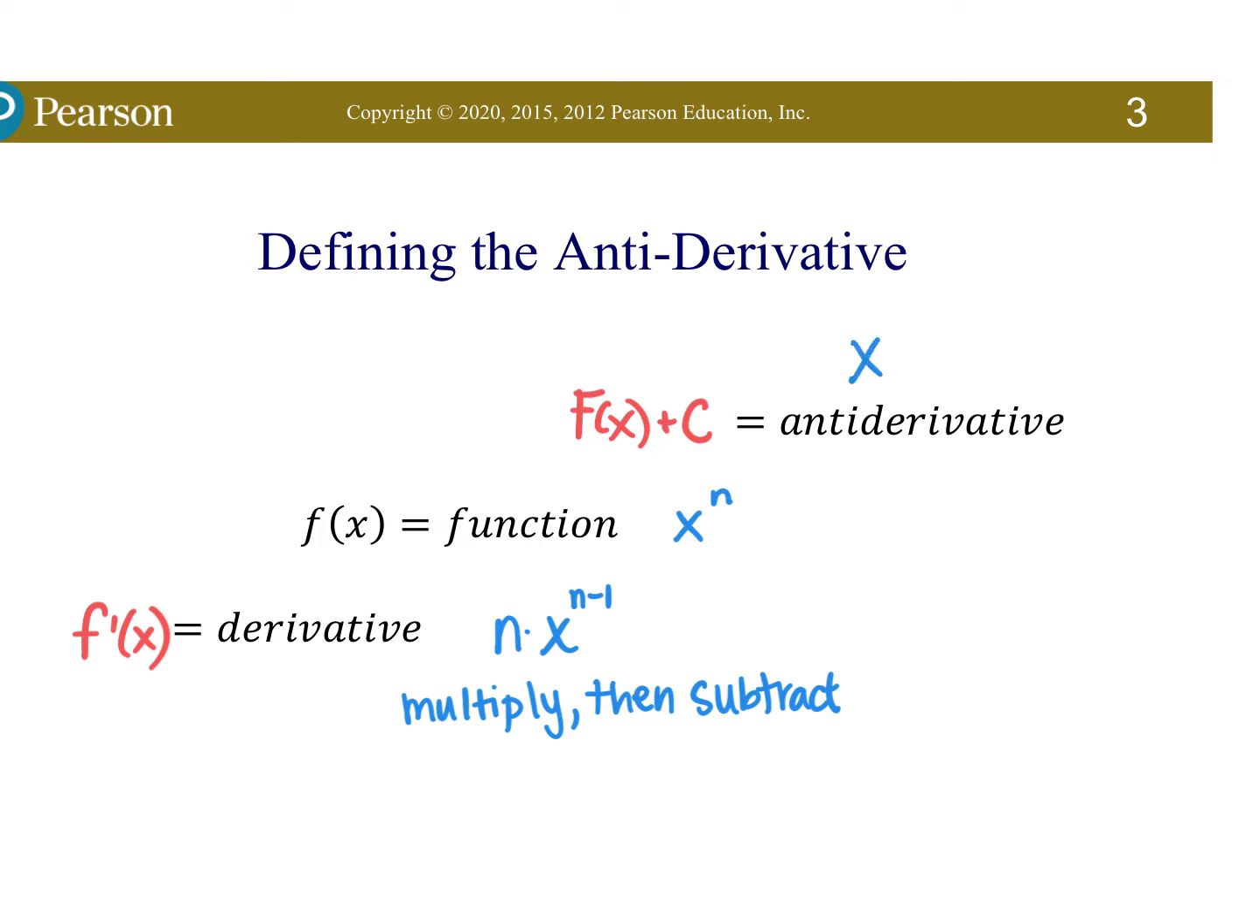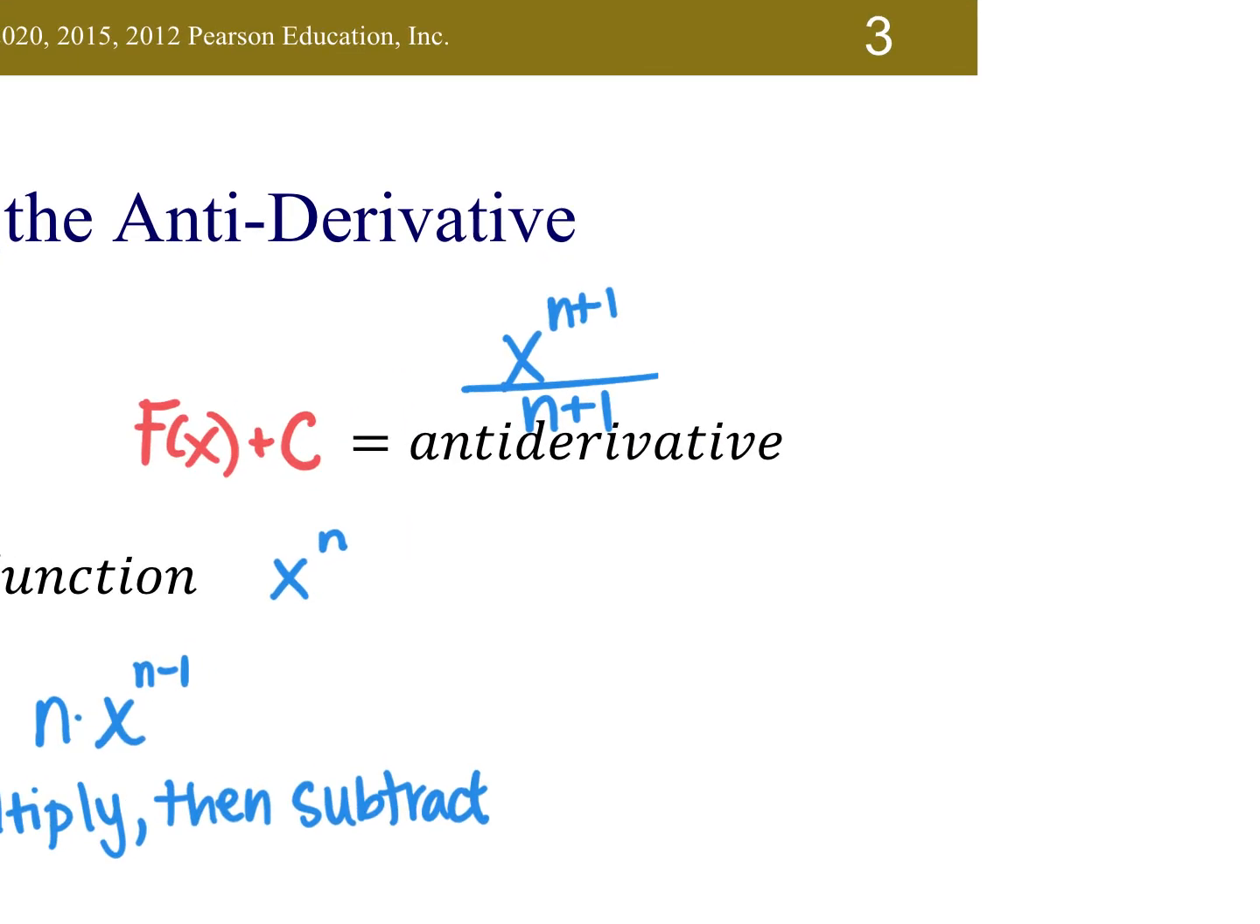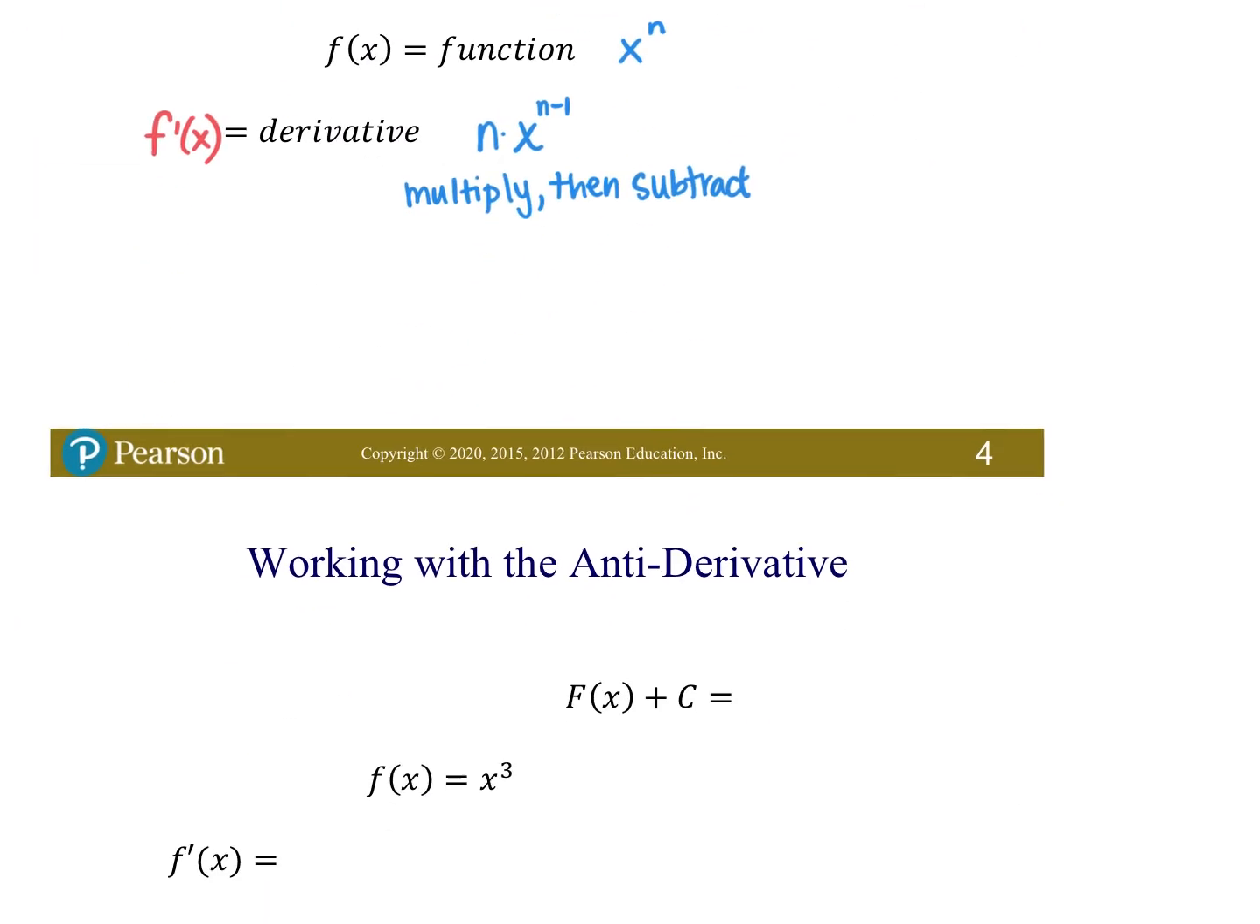So it's going to have x. So what would come first? Add. So it'll be n plus 1. Okay, you add instead of subtract. And then, what's the next operation? Divide. And you divide by n plus 1. Not just n, but you divide by the n plus 1 that you had. So it's add, then divide. So if it's multiply, then subtract, then an antiderivative is always add, then divide. Okay, so we're just going to practice that. So here we go.